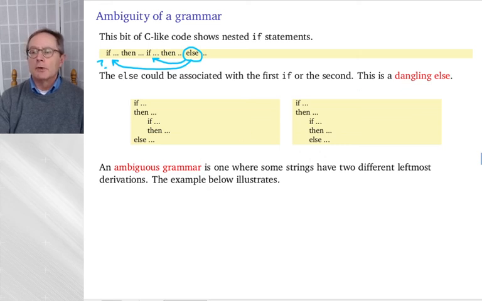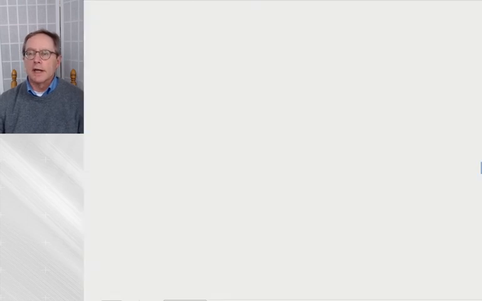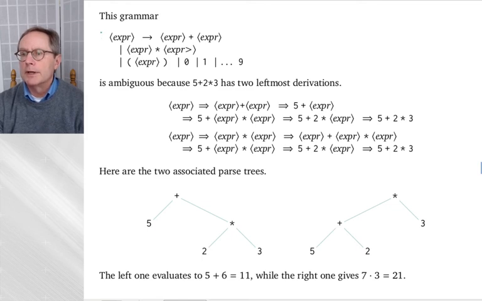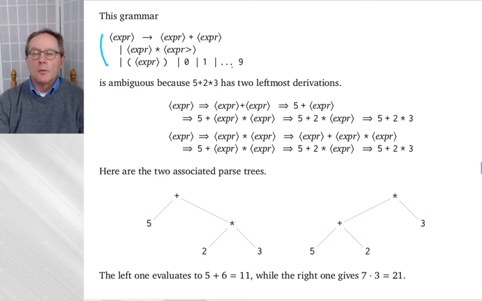An ambiguous grammar is one where some strings have two different leftmost derivations. That is to say, it's ambiguous which if the else is associated with. Okay, so I want to give an example, and again, this is really just an extra topic, so we're just going to cover one example and then move on. So here's a grammar, pretty simple. It's supposed to give you some simple arithmetic expressions involving plus and times and the digits 0 through 9. Just a simple example.